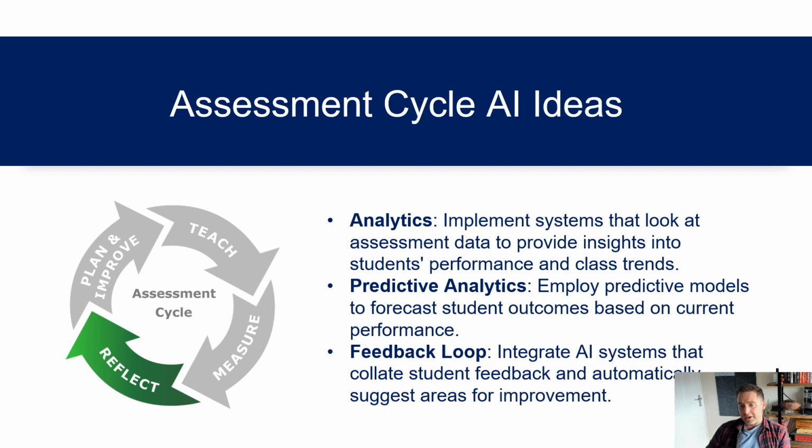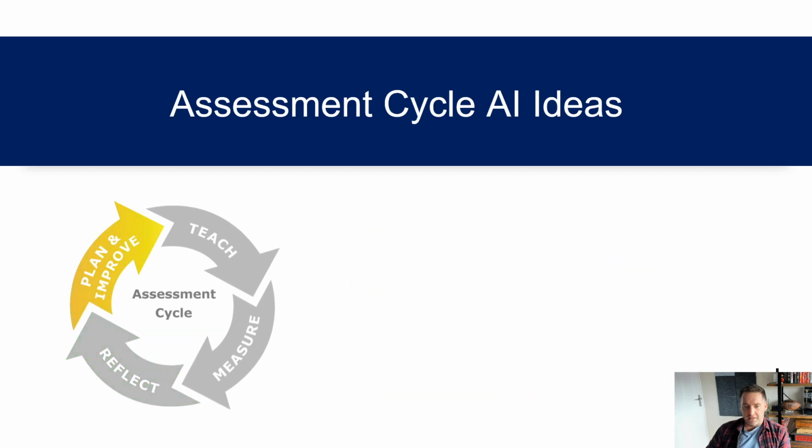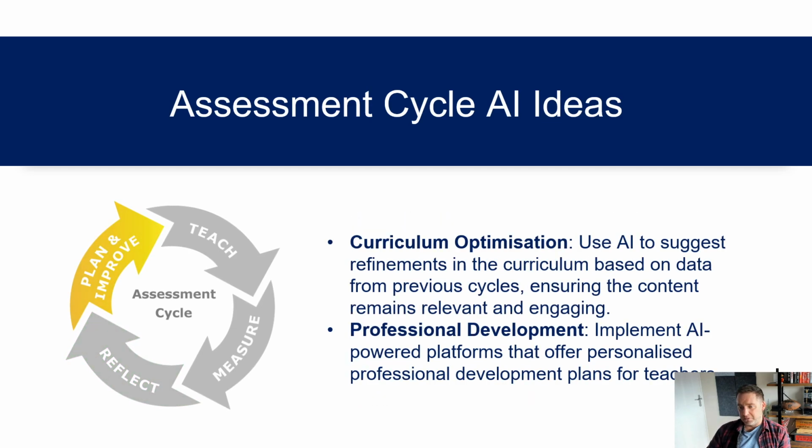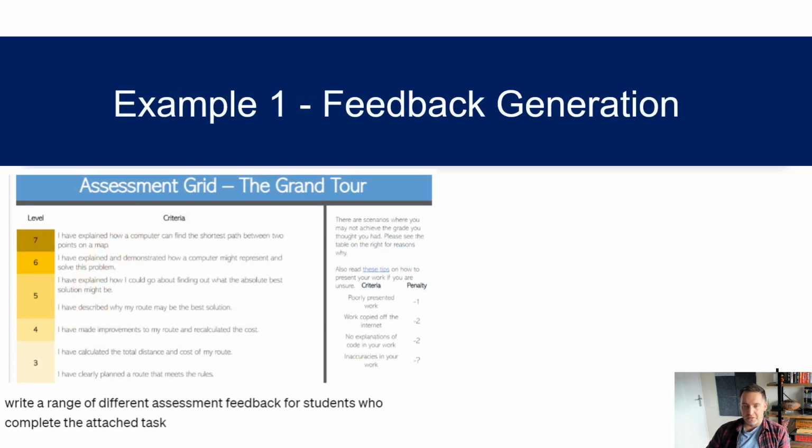Reflecting. Again, AI could be used to do analytics and predictions, change the feedback loop. So integrate AI systems that collect student feedback and suggest areas for improvement. It's got possible uses in all these areas, and the planning and improve section as well. You can look at an overview of curriculums, professional development, loads of different things. So AI's got use in all areas of the assessment cycle potentially, but we're focusing on the measure.